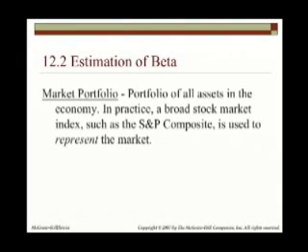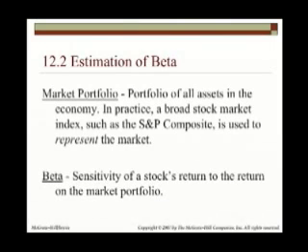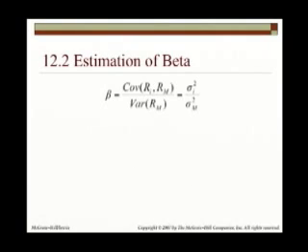We could use the Dow Jones Industrial Average, but that only contains 30 stocks. We could also use some other indices like the NASDAQ, but the NASDAQ is pretty heavily loaded with small cap stocks and technology stocks. Now, beta is the sensitivity of the stock's return to the return on our market portfolio, or the proxy to our market portfolio. And we're going to hope that the proxy doesn't do too much damage.